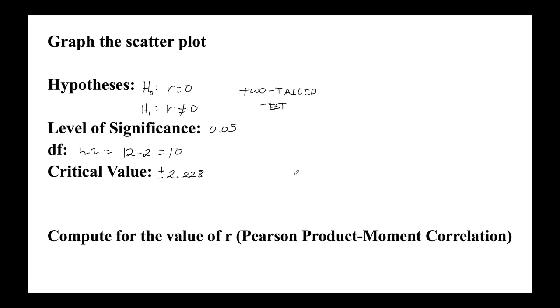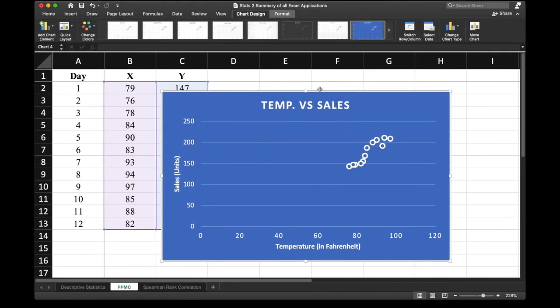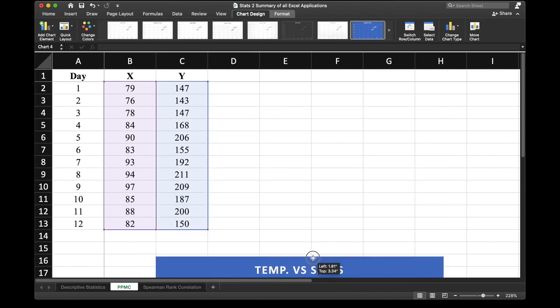Now, we need to compute the value of R, or again, that R is Pearson product moment correlation. So, we may use here your calculator. If you don't have your MS Excel, then mag-manual kayo. Pero for this presentation, I will be going to use the MS Excel for easier computation. Okay, so let's go back to my Excel. Ibaba muna natin tong graph, no?